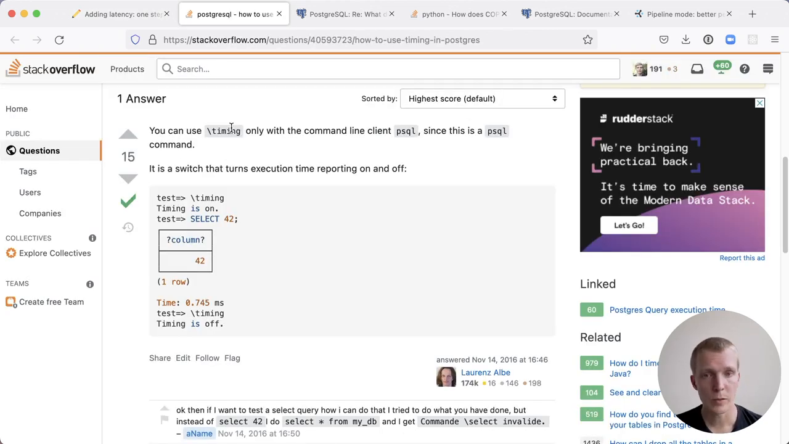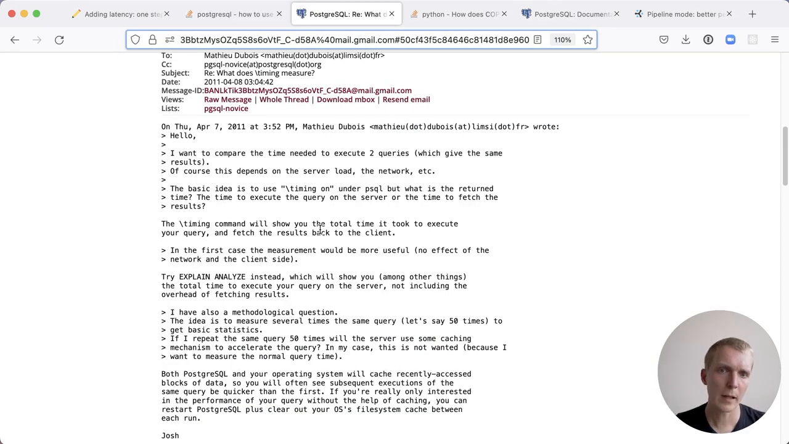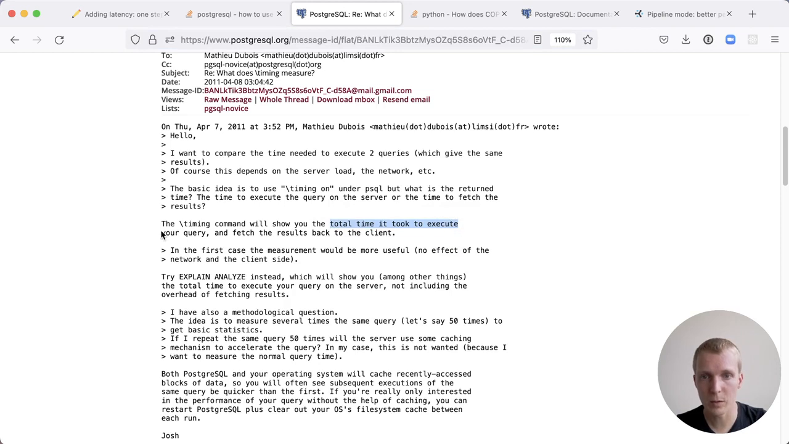If you want to know just the raw timing, one useful tool in psql, the Postgres client, is to use backslash timing. Backslash timing tells you the measurement of time as seen by the client, not as seen by the server. You turn it on, you run a query, and then it gives you the time that that query took from the perspective of psql. Notably, as described in this mail that was drafted about 10 years ago, the timing command shows you the total time it took to execute a query and fetch the results back to the client.